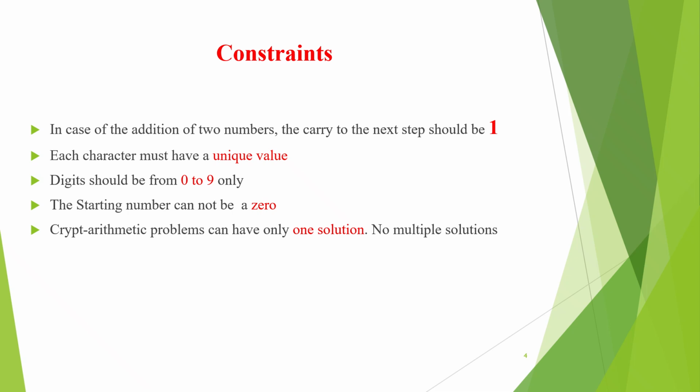What are the constraints? In case of addition of two numbers, the carry to the next step should be 1. It's an important constraint. The carry to the next step is always 1. And each character must have a unique value. Each and every character should have unique values. No two characters should be equal. And digits should be from 0 to 9, that is, only single digits. The starting number should be 0. And in cryptarithmetic, the problem must have only one solution, no multiple solutions.